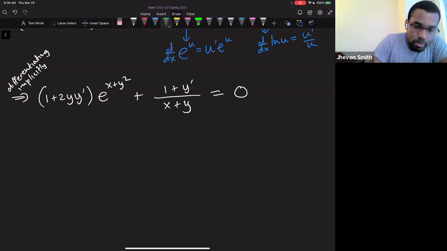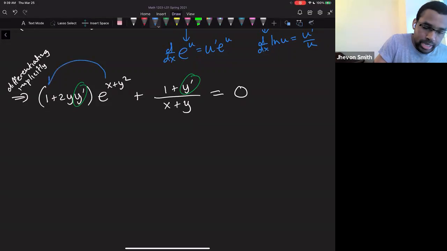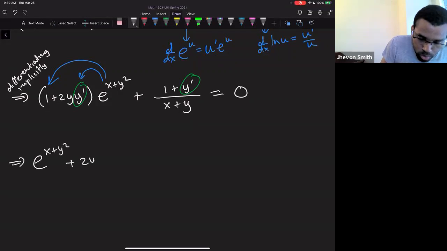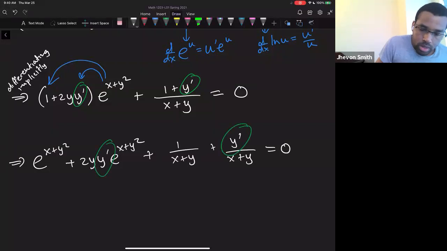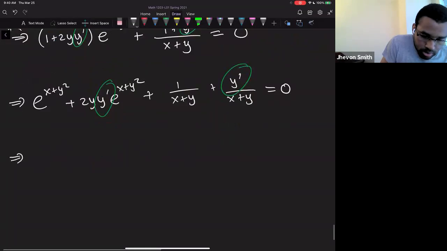Now we need to solve for y prime, which is now an algebra problem. We need to separate the terms that have y primes from those that don't. So what I would probably do is multiply this out. This gives me e to the x plus y squared plus 2y prime e to the x plus y squared. Here I would split the fractions, 1 over x plus y, prime over x plus y. And here are my two y primes. So I'm going to leave those on one side.